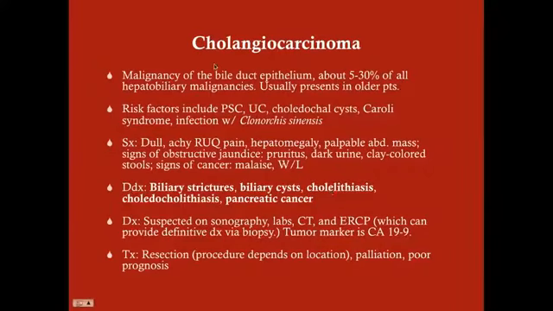Tumor marker for cholangiocarcinoma, and this is worth remembering, is CA19-9. This is also, I believe, a tumor marker for pancreatic cancer as well. The treatment for this is resection. The procedure you use is going to depend on the location, and usually these are not amenable to resection. By the time that you discover this, it's generally spread too much.